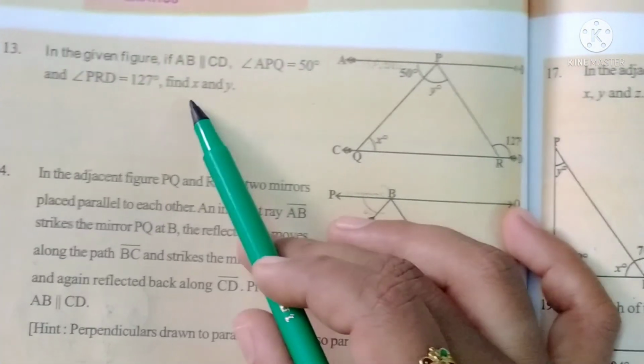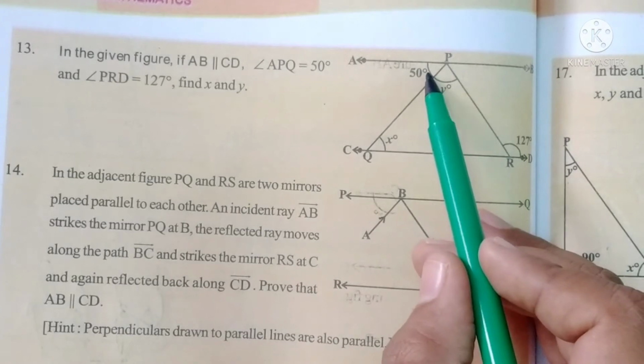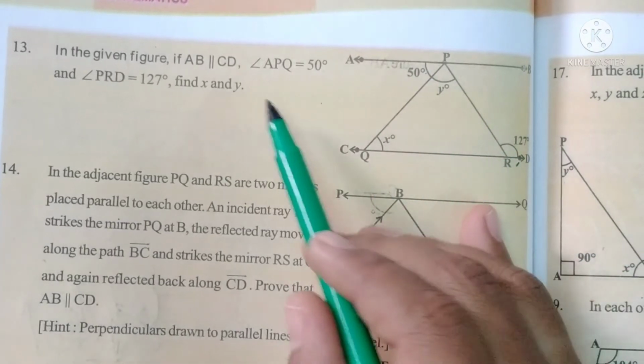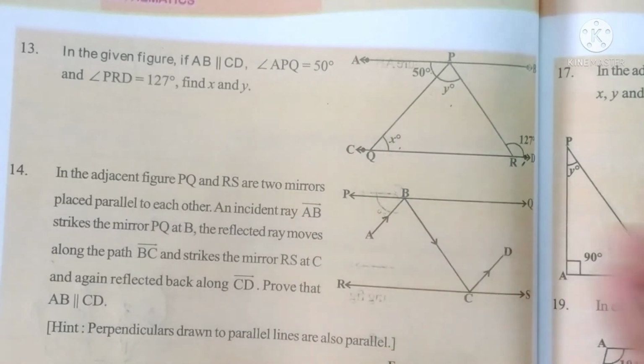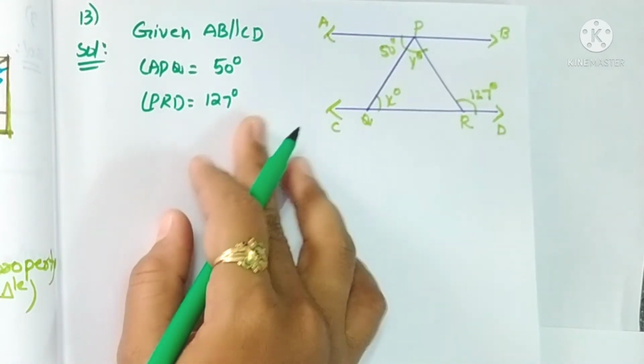13th problem. In the given figure, AB is parallel to CD, angle APQ is 50 degrees and angle PRD is 127 degrees. We want to find out x and y. So we wrote the given statements.